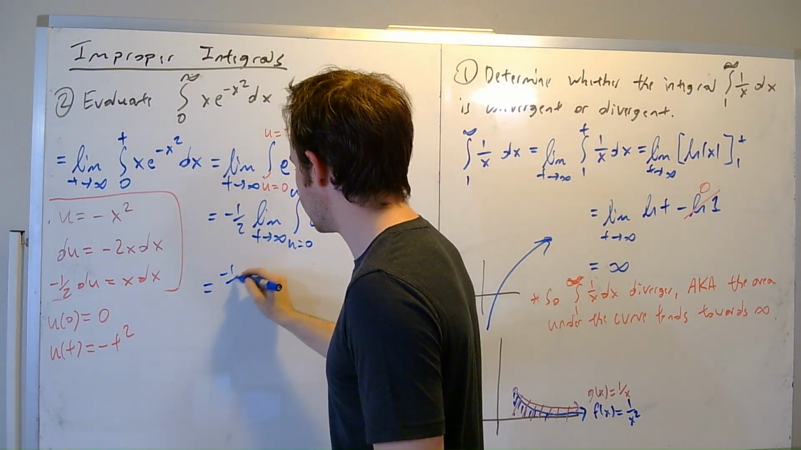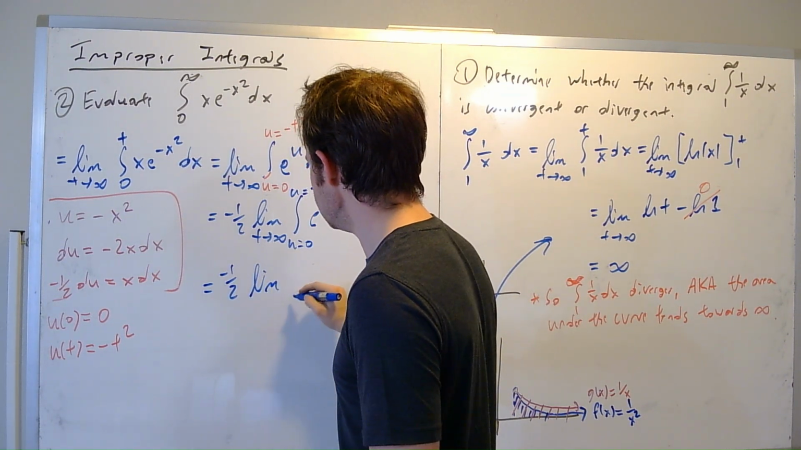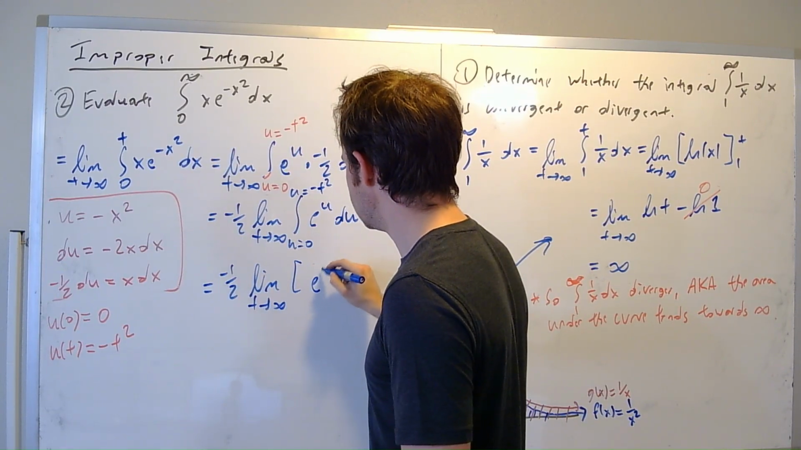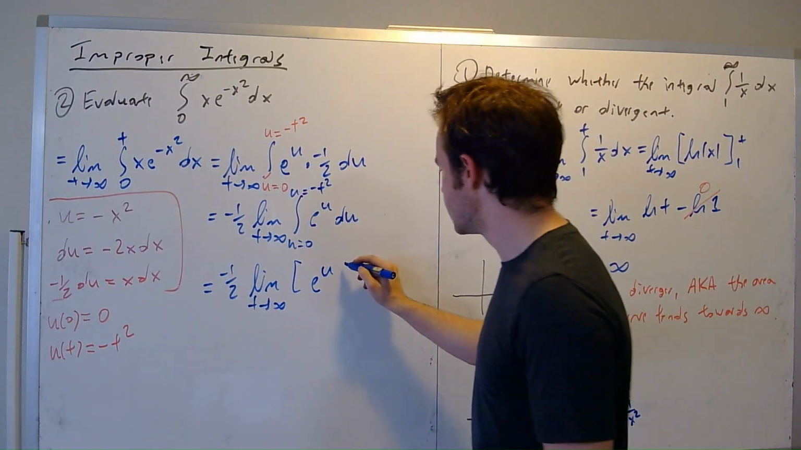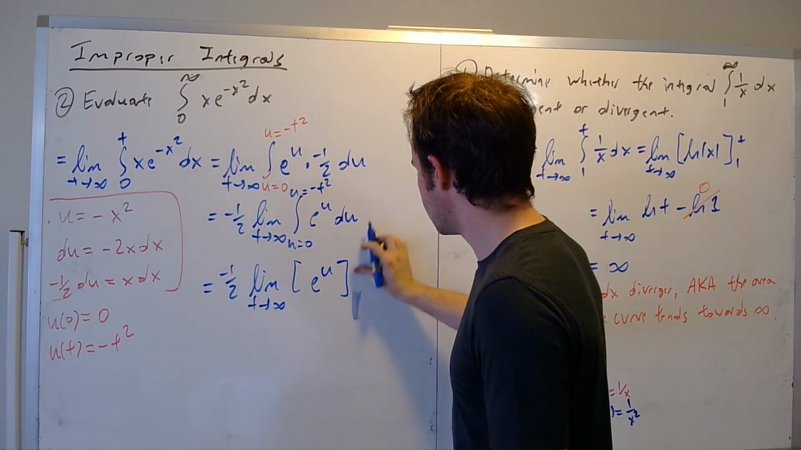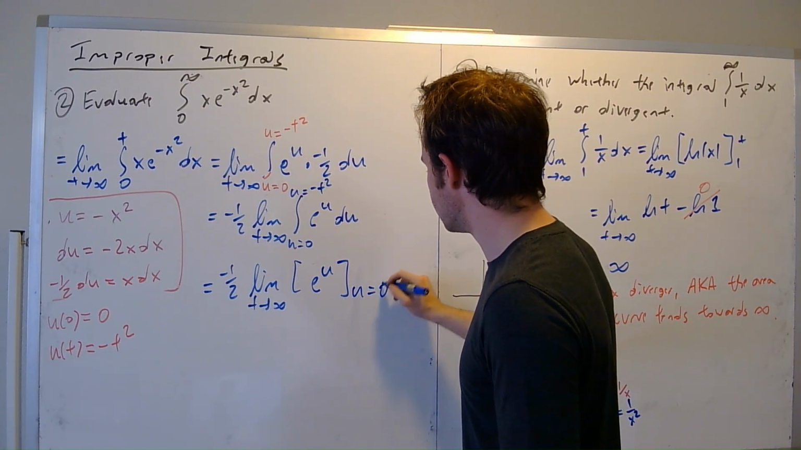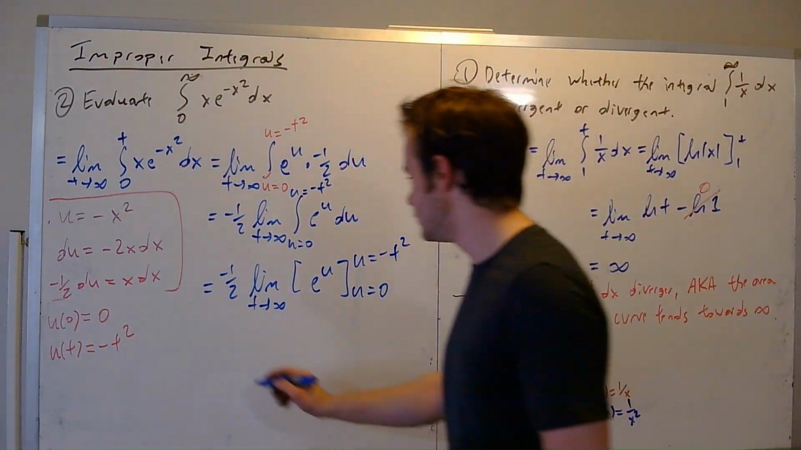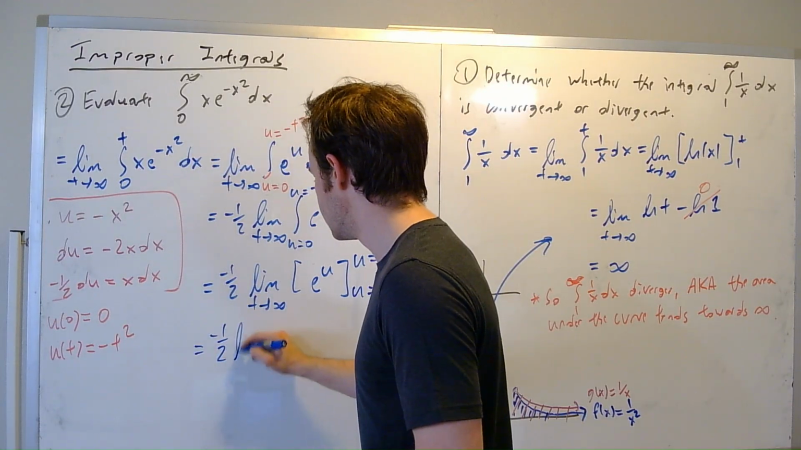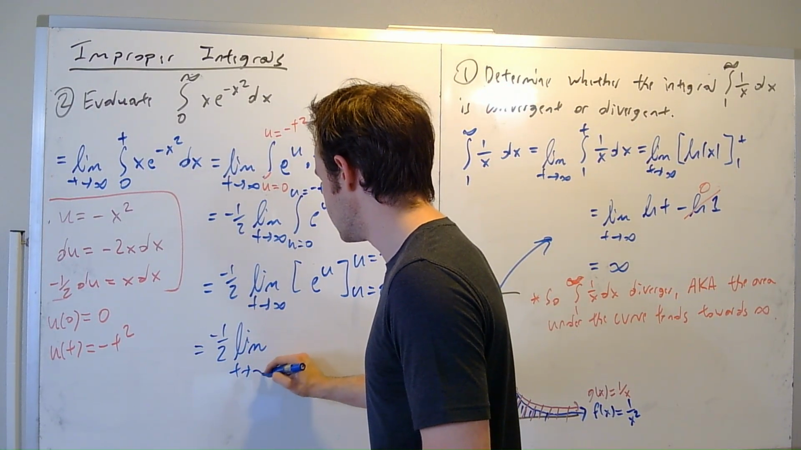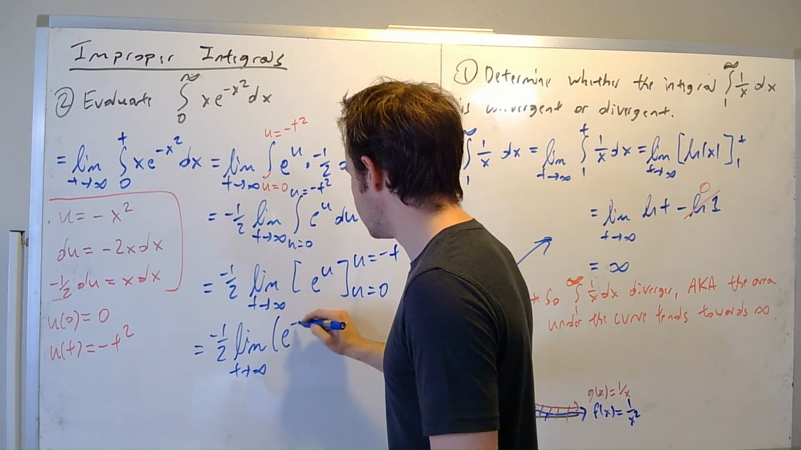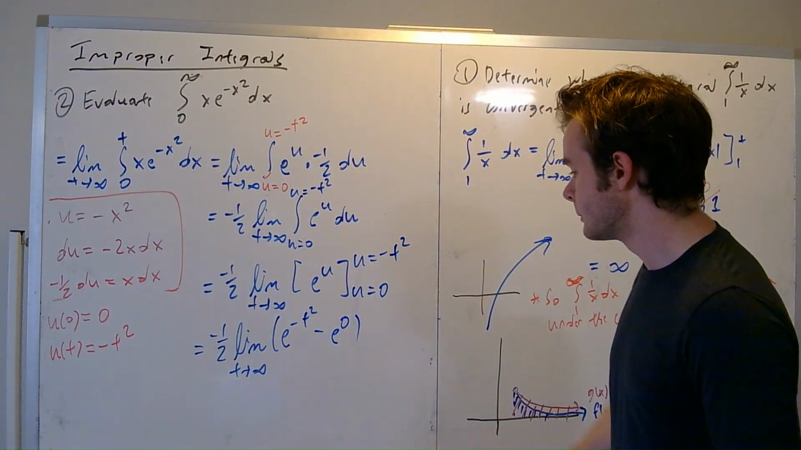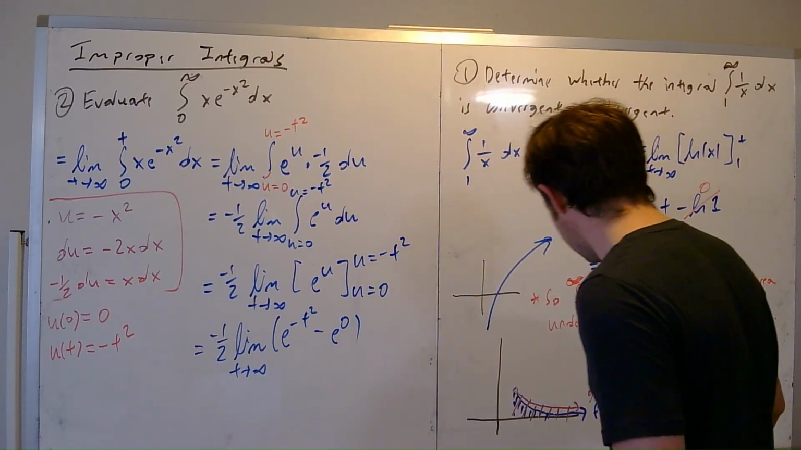So this is negative 1/2 times the limit as t goes to infinity of e to the u. The integral of e to the u is just e to the u, evaluated from u equals 0 to u equals negative t squared. So now we can just plug these in for u. And if we do that, we're going to get negative 1/2 times the limit as t goes to infinity of e to the negative t squared minus e to the 0. E to the 0, that's just 1. And then e to the minus t squared, let's consider what that is.